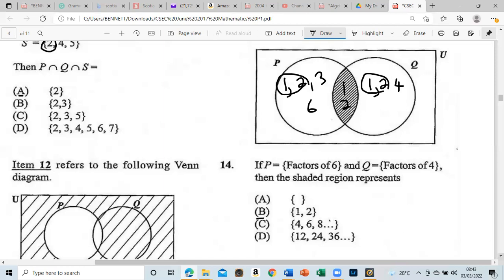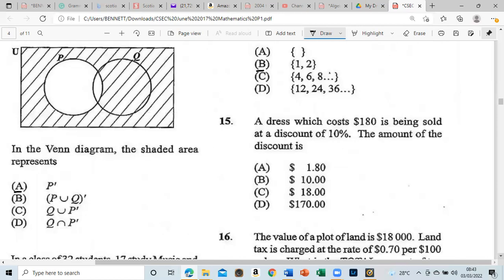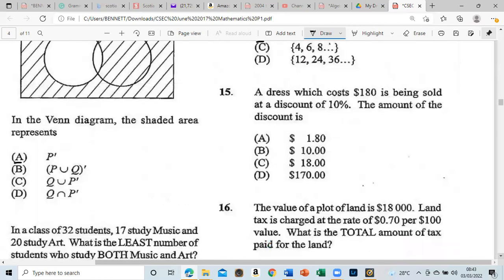Let's move on to 15. A dress which costs $180 is being sold at a discount of 10%. The amount of discount is, notice what they say, the amount of discount. They never say how much you are going to pay. So just find 10% of 180.